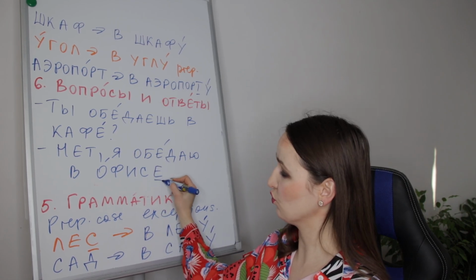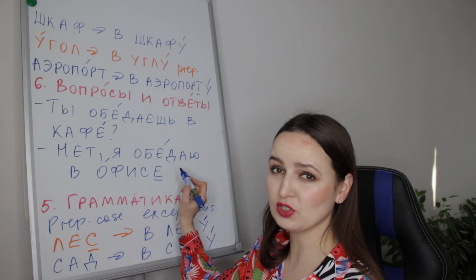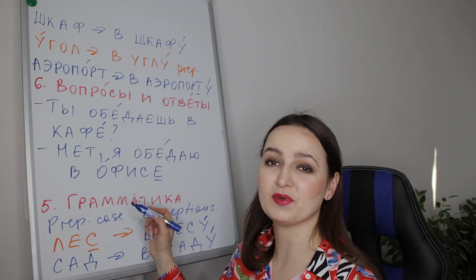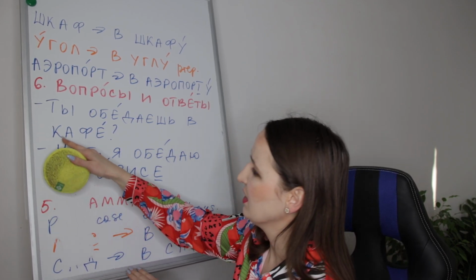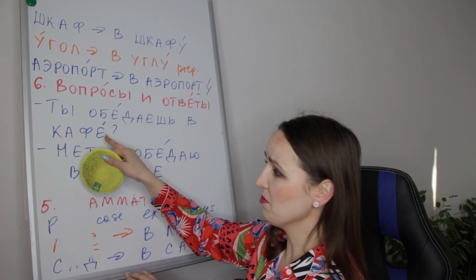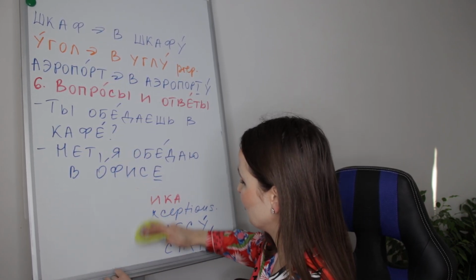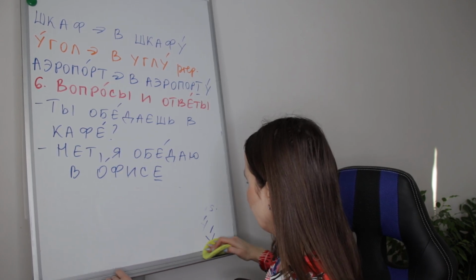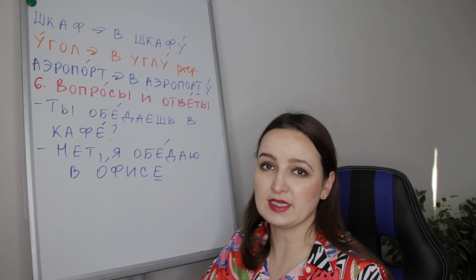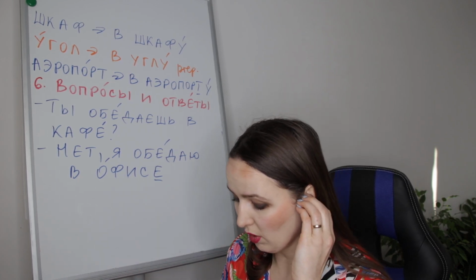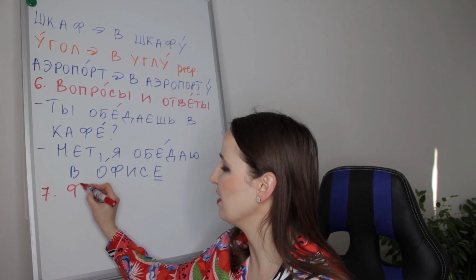Офисе. According to the rule, we have to add ye, and this is not an exception, so add ye and it will be a prepositional case. Where? At the office. Here it remained the same, cafe, because cafe is neuter and it ends in ye. It will not change in prepositional case or in any other case. The ending will not change. Хорошо. Номер 7 are the phrases that you will need at this level.